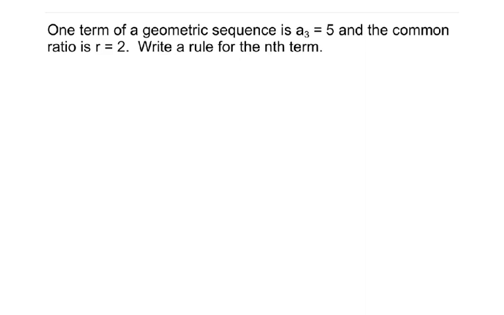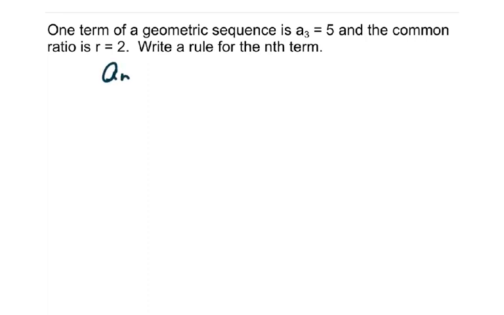One term of a geometric sequence is a sub 3 equals 5, and the common ratio is 2. Write a rule for the nth term. So we know what r equals, but we don't know what a sub 1 equals, so we need to solve for that.